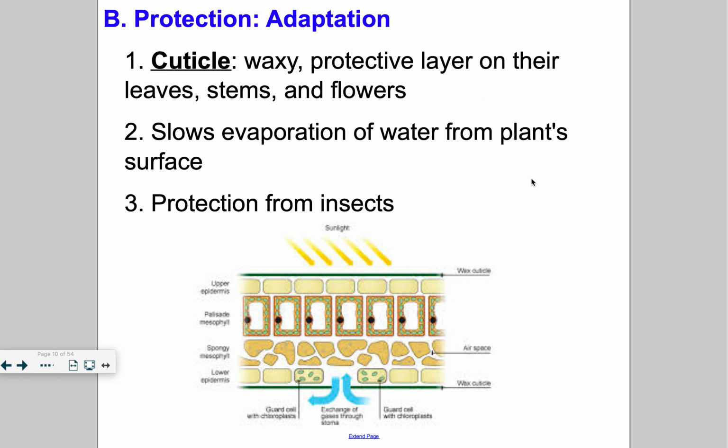All right. So the first adaptation that plants had to overcome in order to live on land was protection. Protection from water loss, protection from insects, predators, if you will. So this protection was made up of a waxy substance called a cuticle, a very protective layer found on the stems, leaves, and flowers of plants. And its main purpose was to slow evaporation and to protect it from insects, because who likes to eat crayons or wax, right?